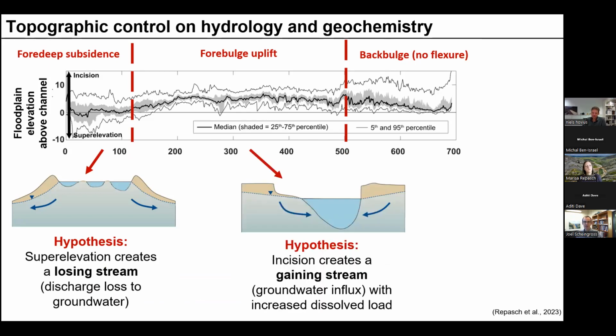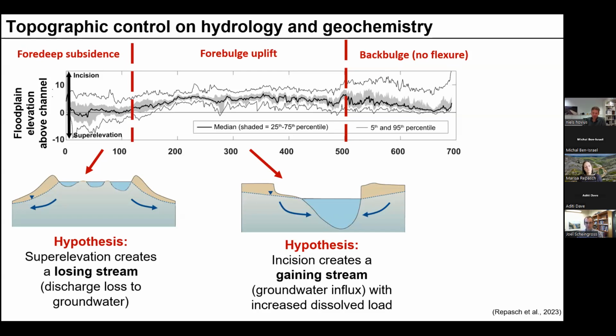And this is in contrast to what we expect in the forebulge. There, the river is deeply incised. It becomes one of the lowest places in the landscape. And this should create a gaining stream, or there should be a net groundwater influx into the Rio Bermejo within the forebulge. And because groundwater is often enriched in solutes, we might expect an increase in the dissolved load within the forebulge due to this groundwater influx.